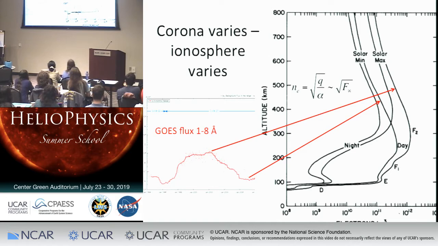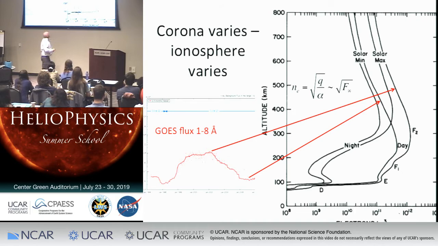This is the flux in X-ray photons as a function of year, starting from solar minimum, to solar max, and then back down to another solar minimum. So F infinity is about 50 times bigger here than here. So Ne will be about 7 times larger here at solar max than at solar min. 7 is close to 10, right? That sort of explains the gap between solar min and solar max.